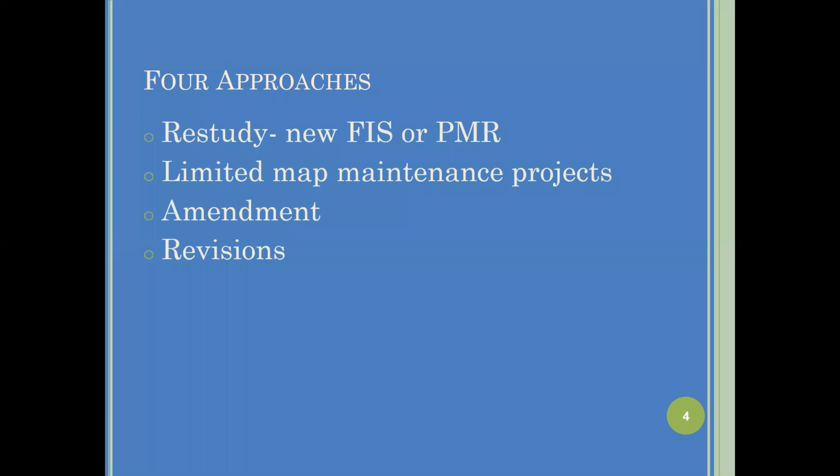FEMA has 4 approaches to changing the maps. A restudy, where a new flood insurance study or some portion of the old study is updated. A limited map maintenance project, that's a smaller scale restudy that's limited in size. It's usually used for studies in unnumbered A zones.